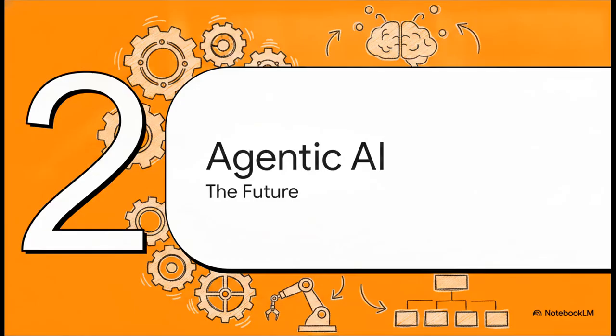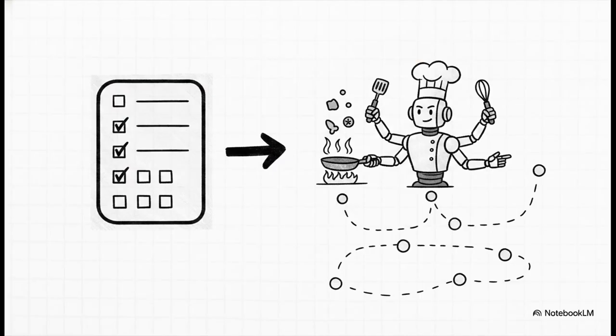Okay, moving on to Section 2, the future, agentic AI. Guys, we are talking about a massive paradigm shift here. For the longest time, AI was entirely reactive. You give it a static prompt, it gives you a response, and then it just sits there waiting for your next command. Agentic AI completely flips the script.